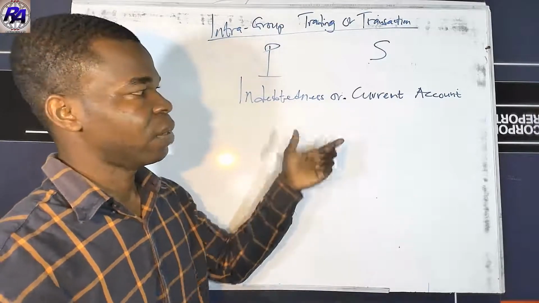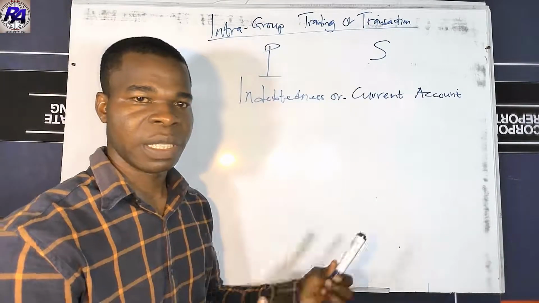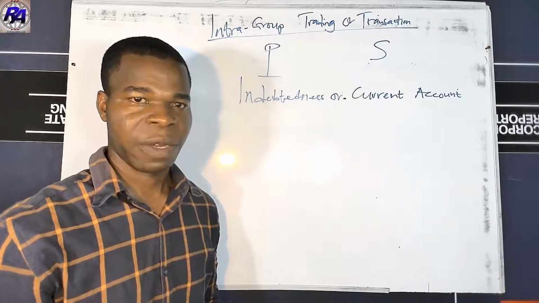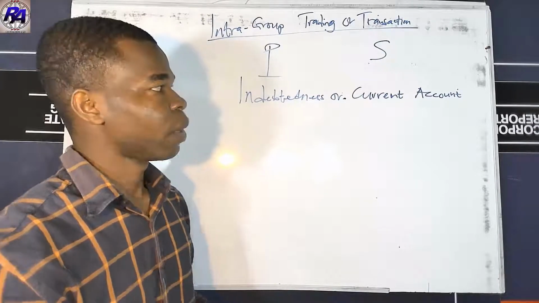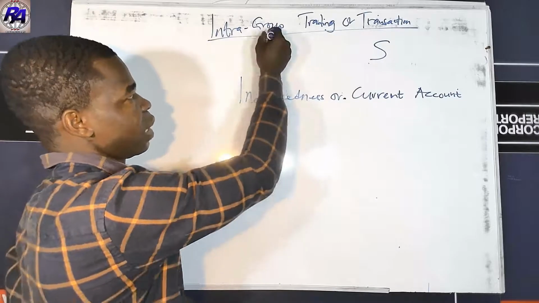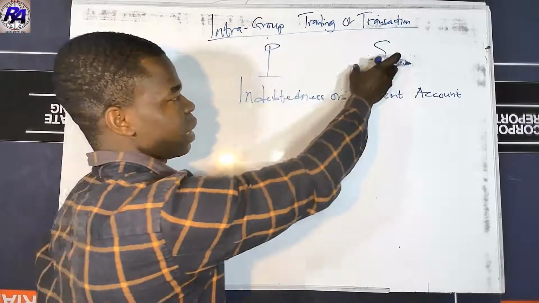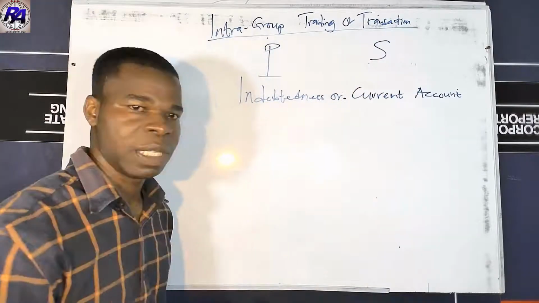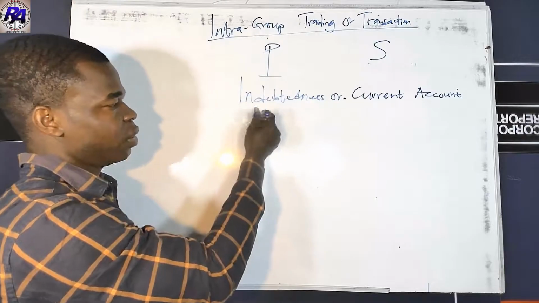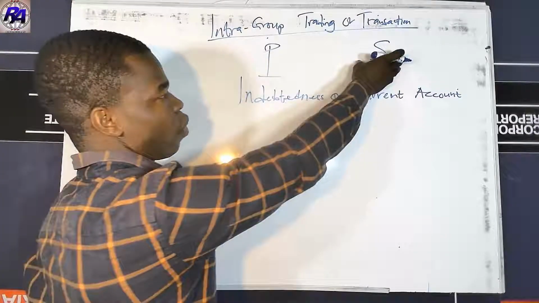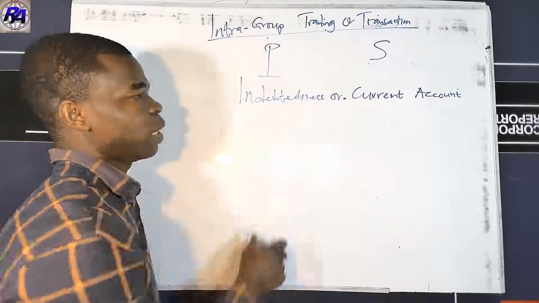Intra-group indebtedness or current account is when you'll be presented with two separate financial statements, as we always have in our questions, or when you're preparing the consolidated financial statement. You'll be given the parent separate financial statement and then the subsidiary separate financial statement. Assuming that in the parent separate financial statement there is an amount of money owing to the subsidiary, or the subsidiary owing to the parent entity.